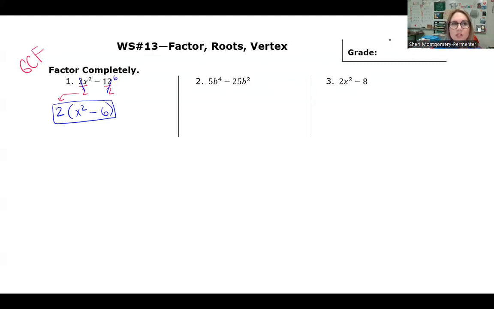The only other thing that we look for once we're done is a difference of perfect squares. And for this one, X squared is a perfect square, but 6 is not. 6 is not a perfect square.